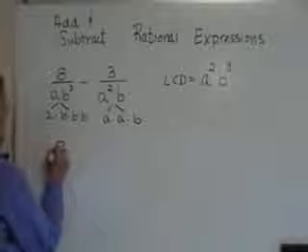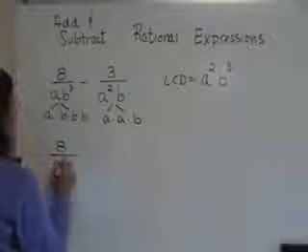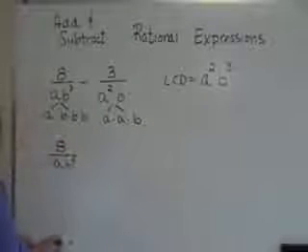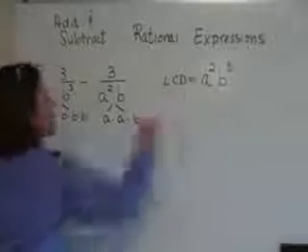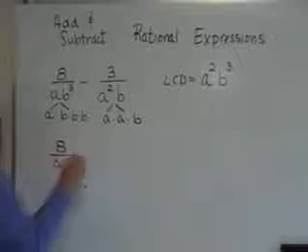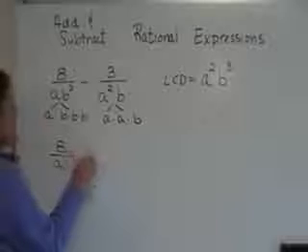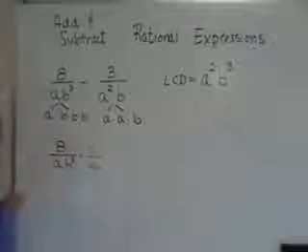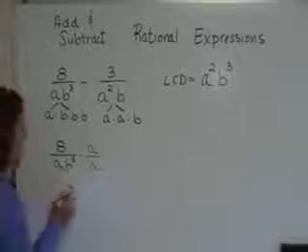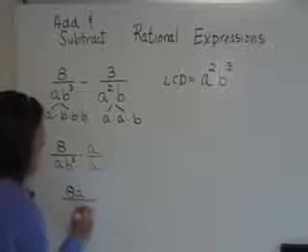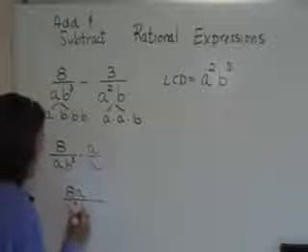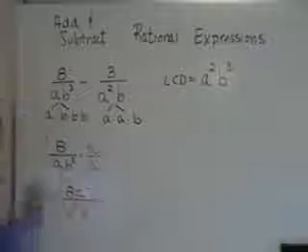And so the 8 over a b cubed doesn't quite have this denominator yet. I have to multiply by the factor that's missing. In this case, it's a factor of a that's missing, and this fraction will become an equivalent fraction of 8a over a squared b cubed.